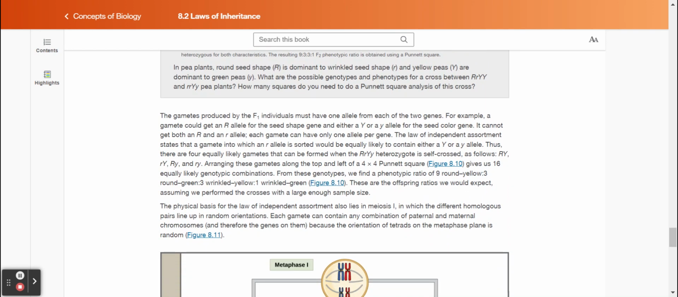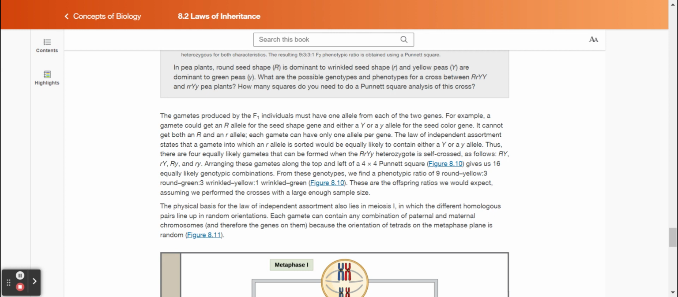The gametes produced by the F1 individuals must have one allele from each of the two genes. For example, a gamete could get a dominant R allele for the seed shape gene and either a dominant Y or a recessive y allele for the seed color gene. It cannot get both a dominant R and a recessive r allele. Each gamete can have only one allele per gene. The law of independent assortment states that a gamete into which a recessive allele is sorted would be equally likely to contain either a dominant Y or a recessive y allele.